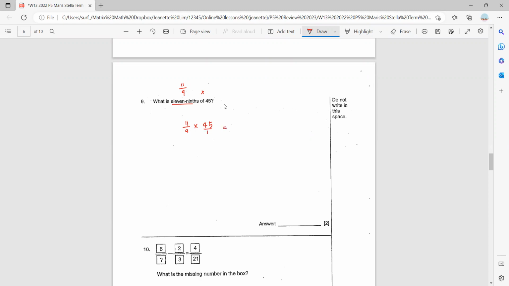So the 9 and 45, you can actually simplify. It's always 1 at the top, 1 at the bottom. So 45 and 9 both can divide by 9. So this 1, and this is 5. So you end up with 55.